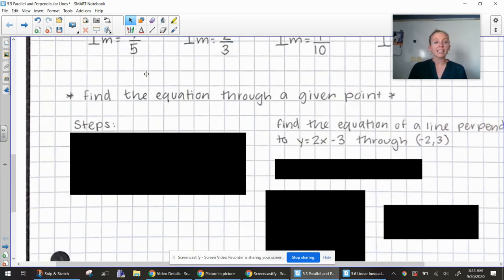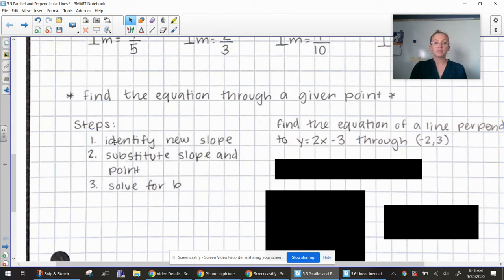Finally, let's look at how we can find an equation that's either parallel or perpendicular through a specific point. So our steps, we're going to start by identifying what the new slope is. Then we're going to substitute the slope and the point into y equals mx plus b, or our slope-intercept form of an equation. Finally, we're going to solve for b. Figure out what that y-intercept is, and now once we have our slope and our y-intercept, we can write a new equation of a line.